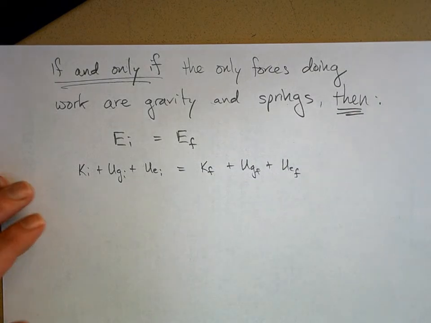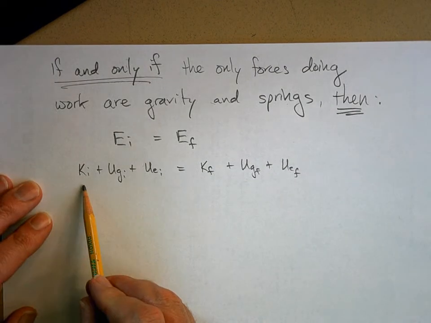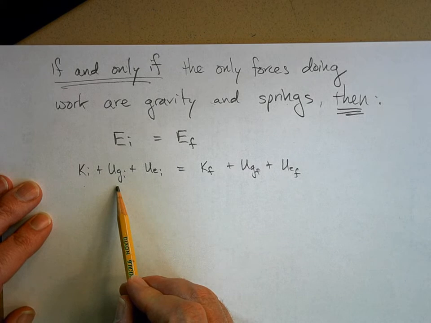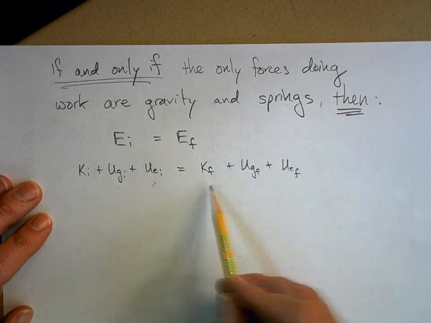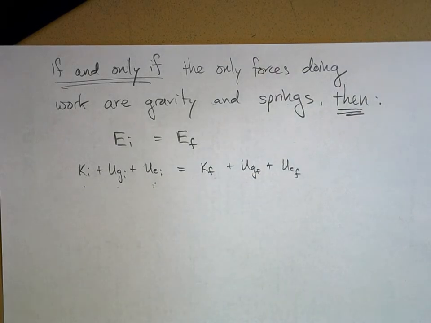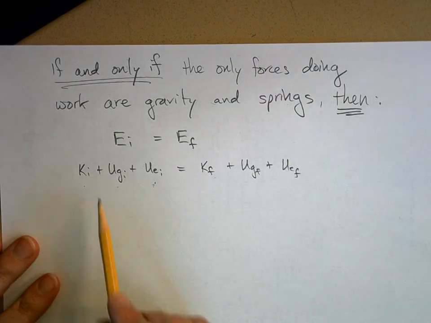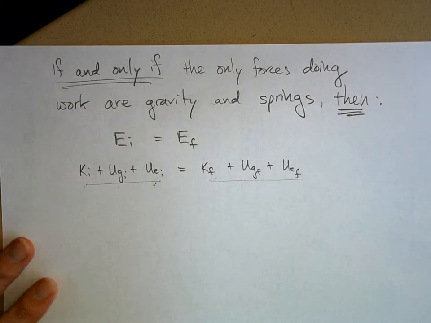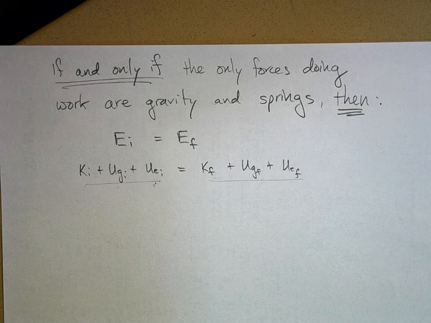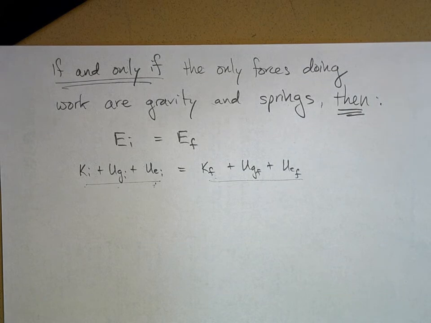Because we know that this is 1/2 mv squared, this is mgh initial, this is 1/2 kx initial squared, and the same thing's true for those finals. So all you have to know is where the object was at the beginning and where it ends up, and you can solve for whatever unknown ends up being in that equation. Awesome. Really, really powerful problem-solving tool.